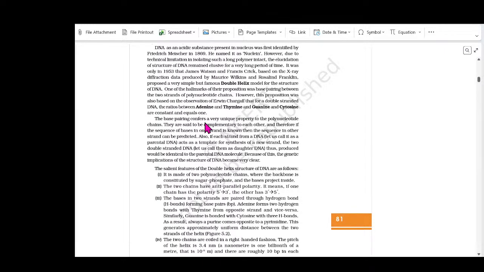The base pairing confers a very unique property to the polynucleotide chains. They are said to be complementary to each other, and therefore, if the sequence of bases in one strand is known, then the sequence in the other strand can be predicted. Also, if each strand from a DNA, let us call it the parental DNA, acts as a template for synthesis of a new strand, the two double-stranded DNA, let us call them daughter DNA, thus produced would be identical to the parental DNA molecule. Because of this, the genetic implications of the structure of DNA became very clear.